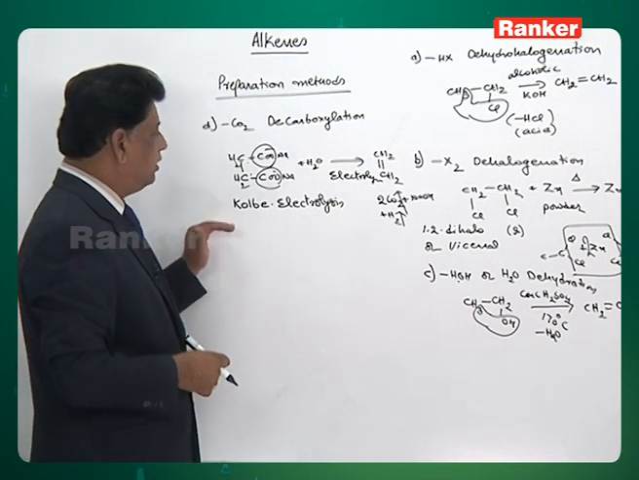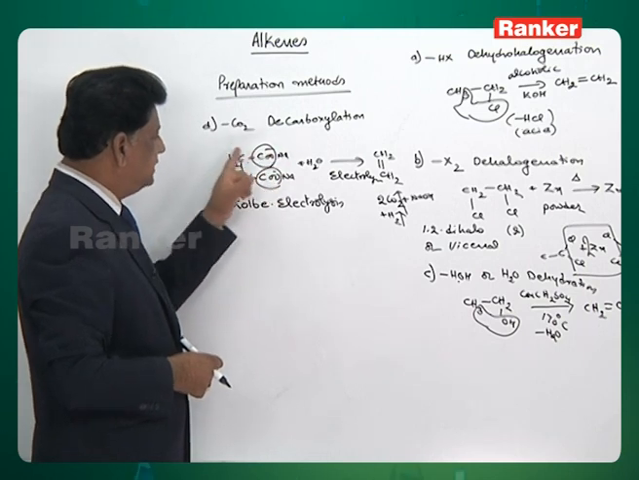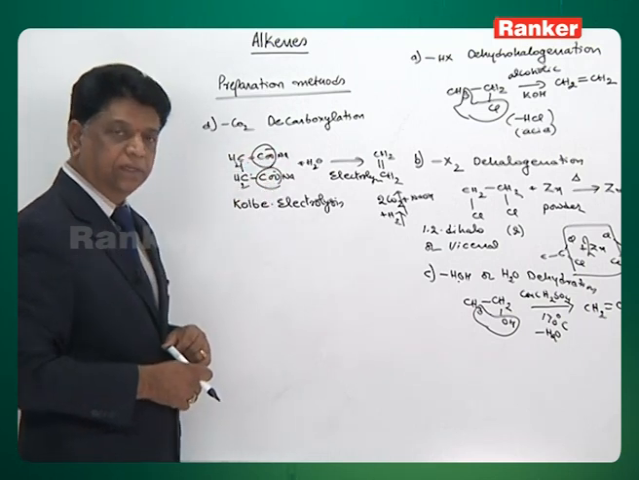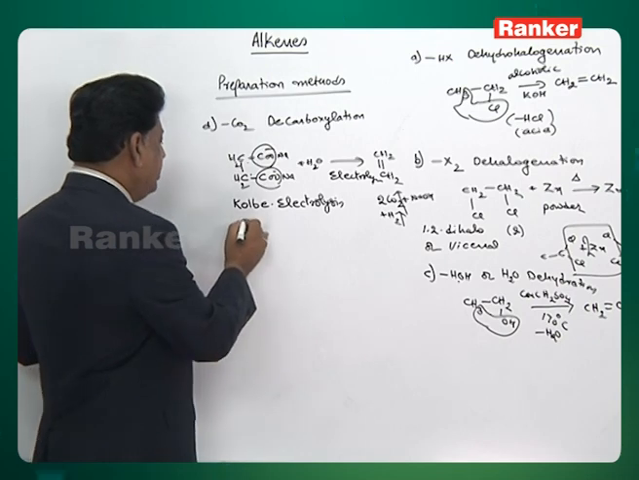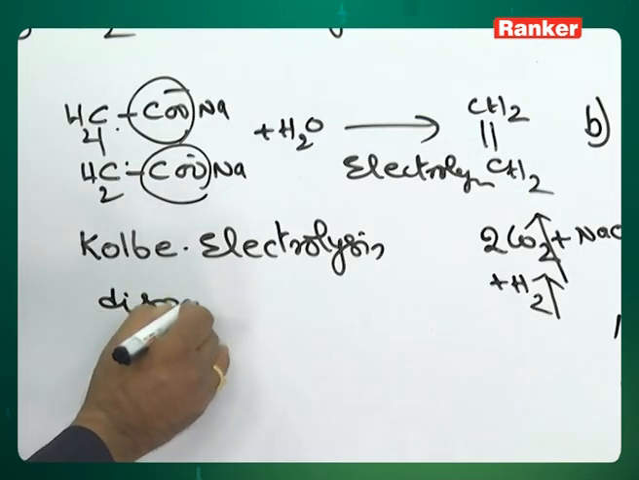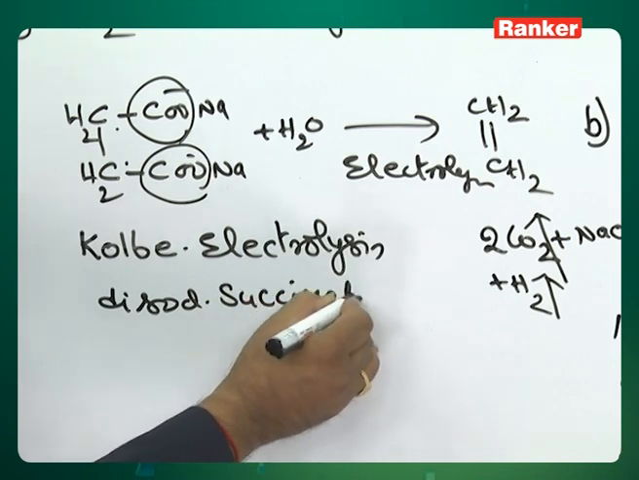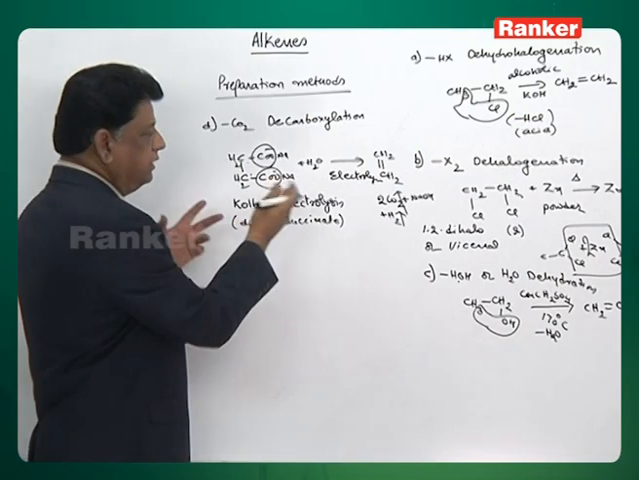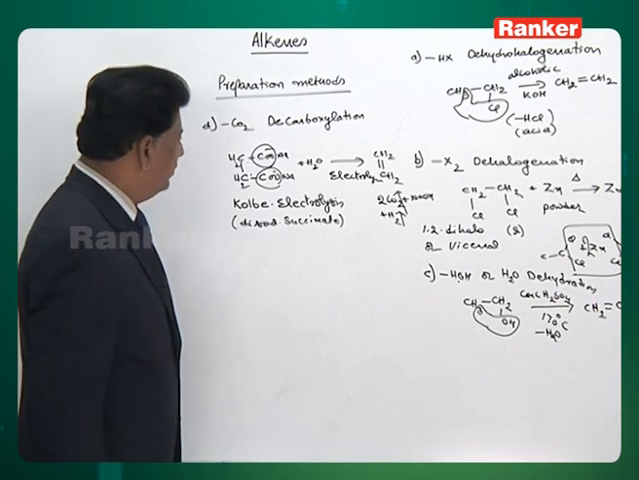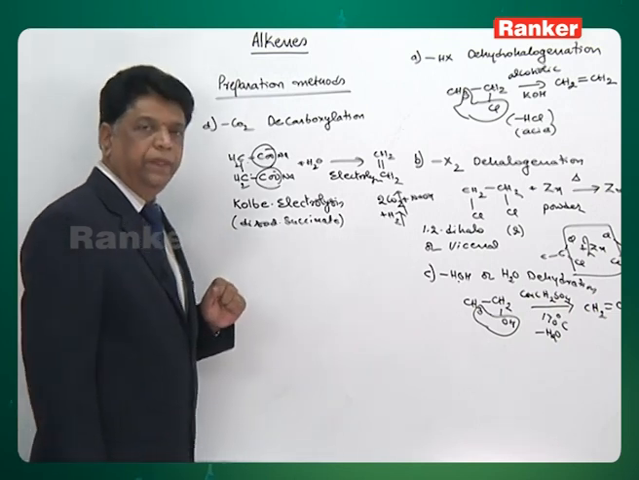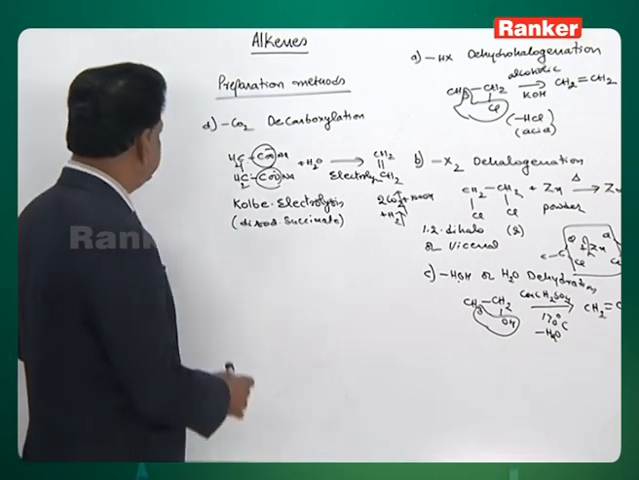So, the Kolbe electrolysis of disodium succinate, a dicarboxylate. So, disodium succinate on Kolbe electrolysis gives ethylene formation. This is also one of the elimination reactions.